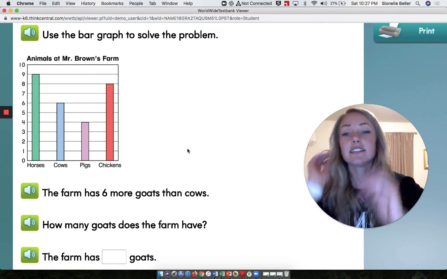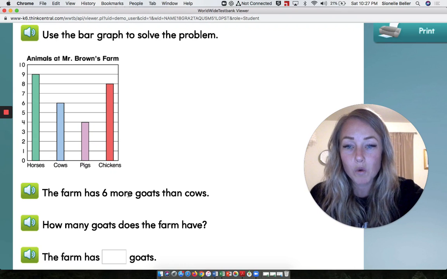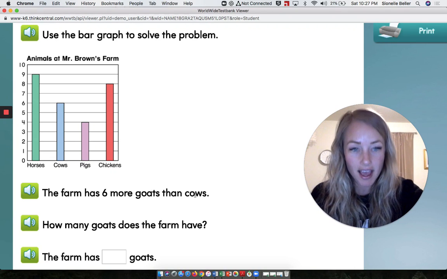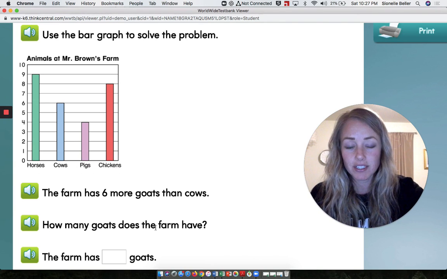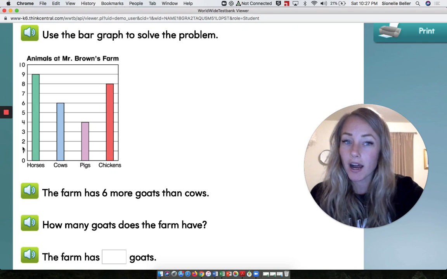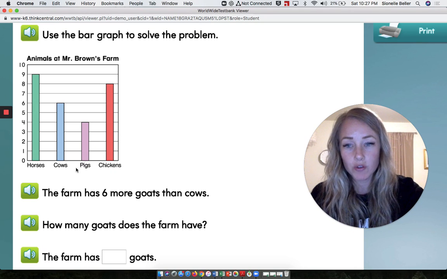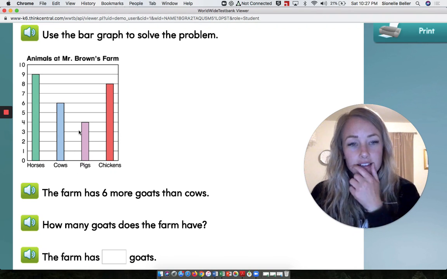Okay, it says the farm has 6 more goats than cows. Goats are not on here. How many goats does the farm have? Well, how can we figure out goats if it's not on the graph? I want you to think about that for a second.